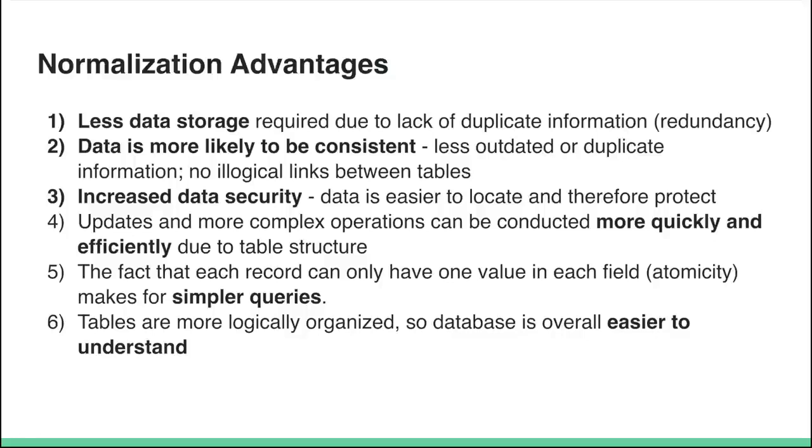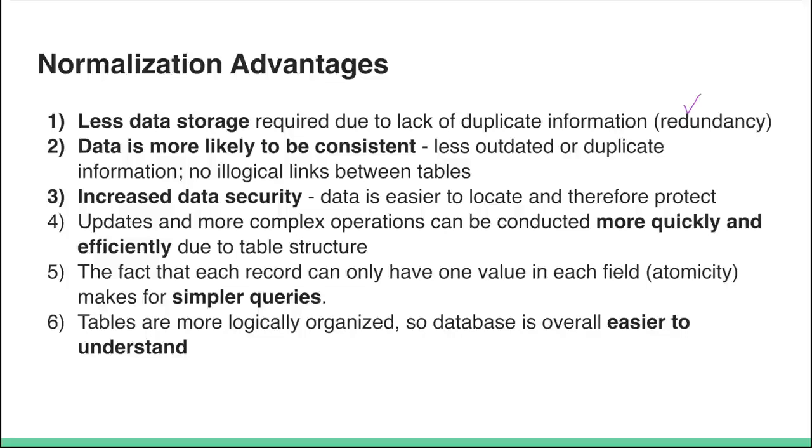So first, if you remember, when we were normalizing, we were trying to make sure that in every single row and every single table, there was a unique row of information. That means we're essentially eliminating as much redundancy as possible, which means less data storage is required to store the information in our new, smaller databases. And that's probably one of the biggest advantages.